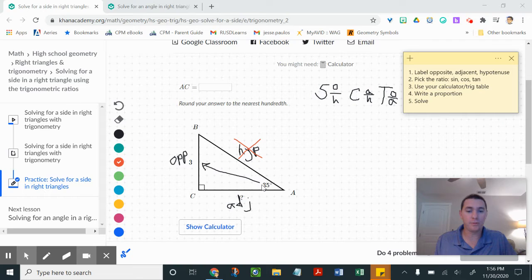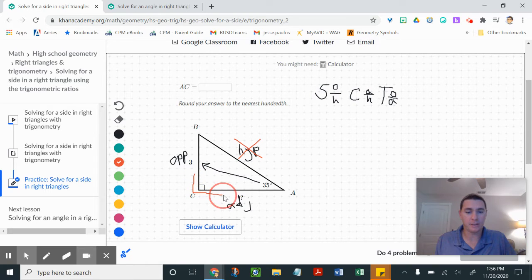So I label this triangle by starting here at the 35, my angle, 35 degrees, all the way across. That's my opposite side. I follow the perpendicular to find my adjacent side. And then I label the last one as hypotenuse. And notice that one's crossed out because it's not labeled. We're not using it. We don't need to know it.